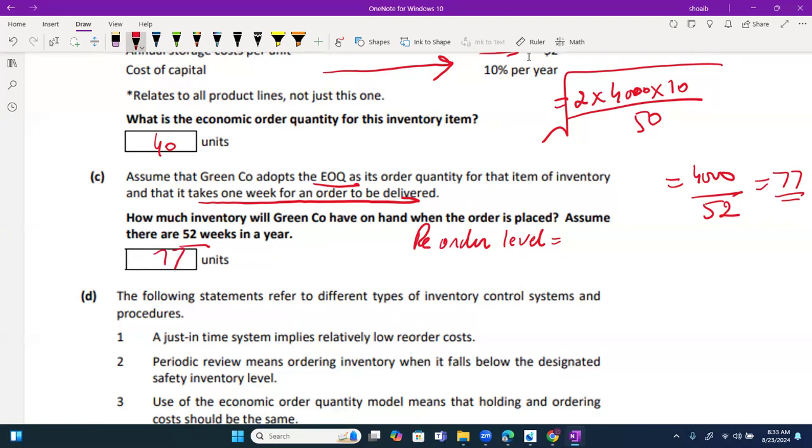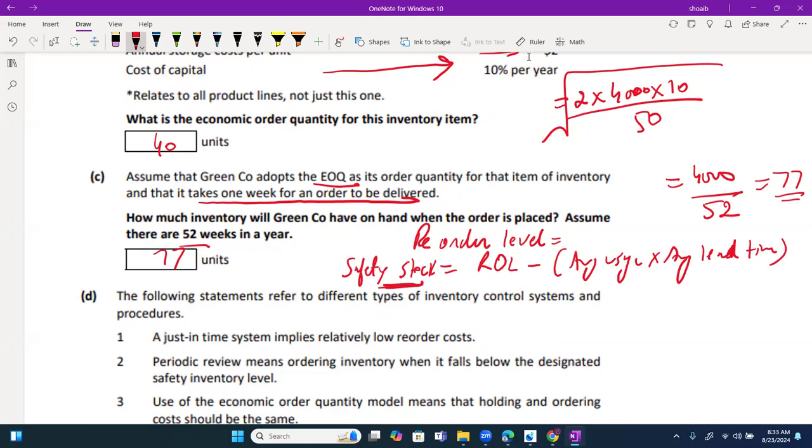77 is the answer. Otherwise, remember the buffer stock formula: safety stock is reorder level minus average usage into average lead time. But there is no safety stock here. I have assumed it is 0. And consumption during lead time is 77. So reorder level should be 77, by doing the reverse working.